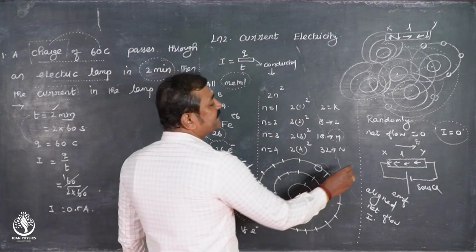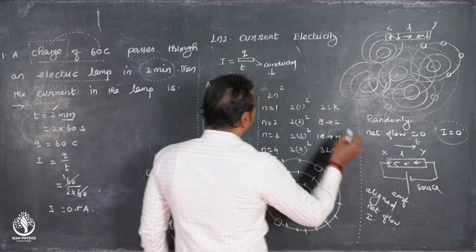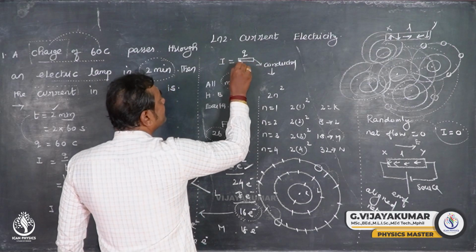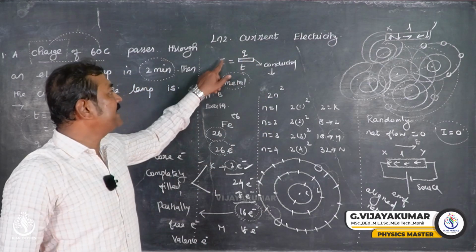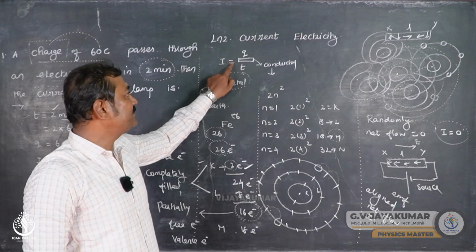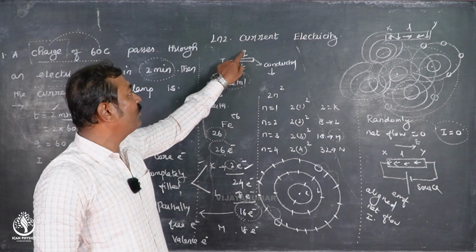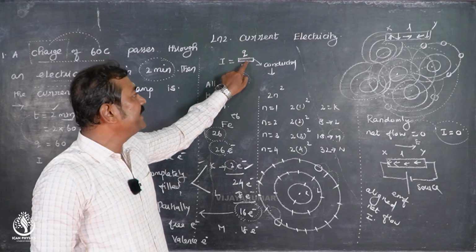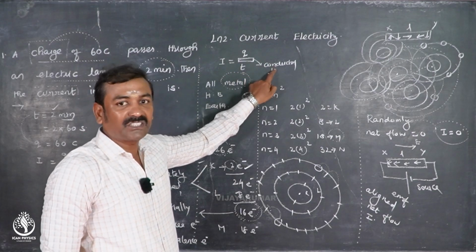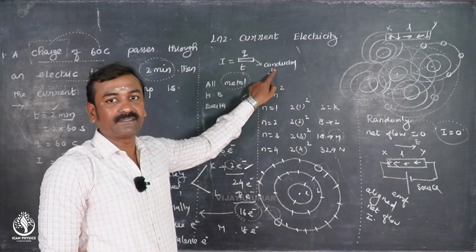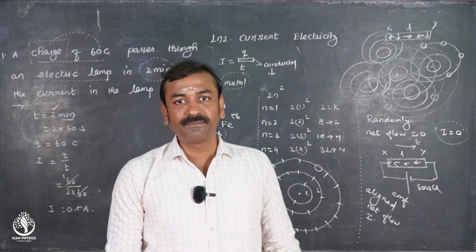Just see that XY is the conductor, and I am putting the symbol like that. So what is current? Current is defined as the rate of flow of charges through the cross-sectional area of the conductor. Do you get it now? Okay, fine.